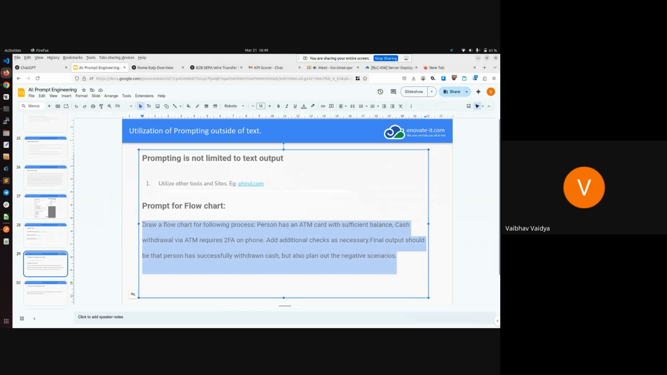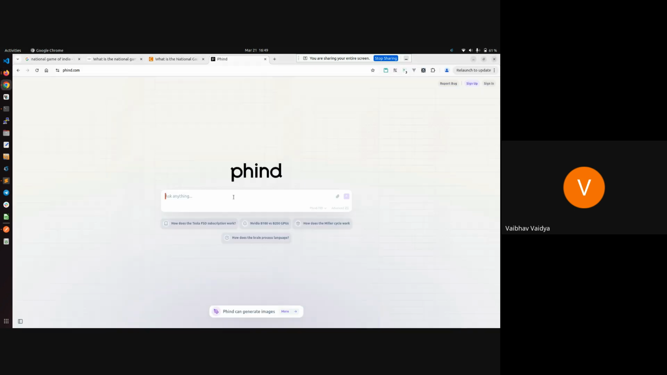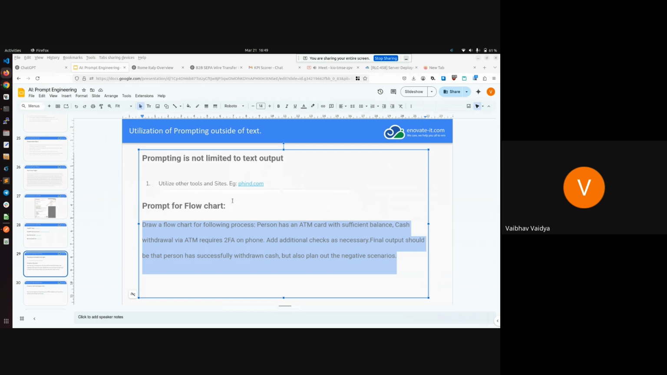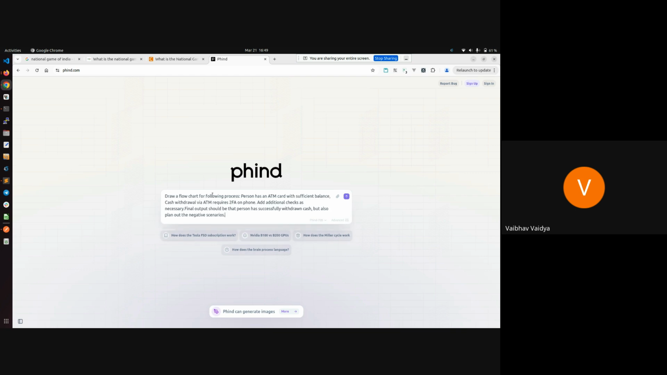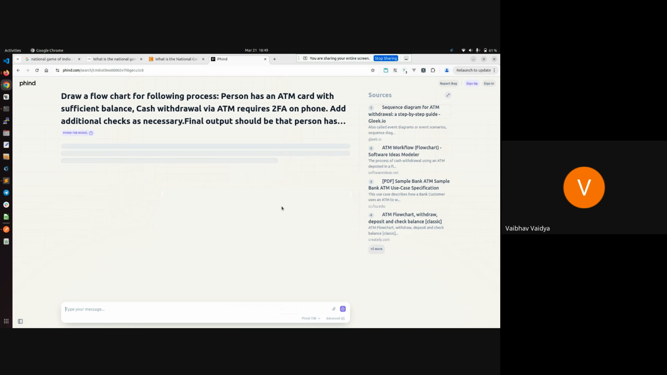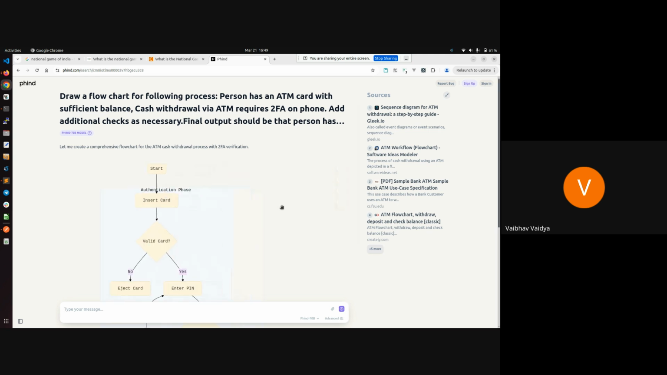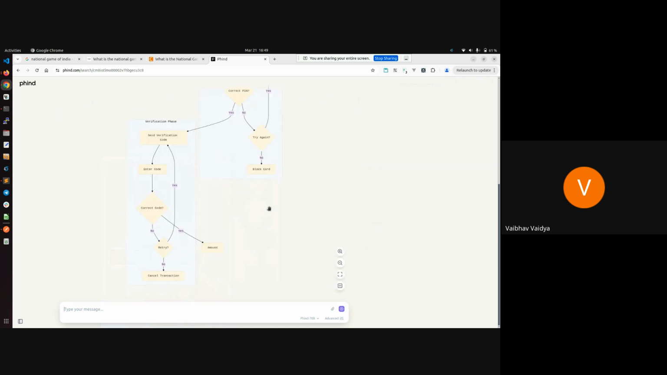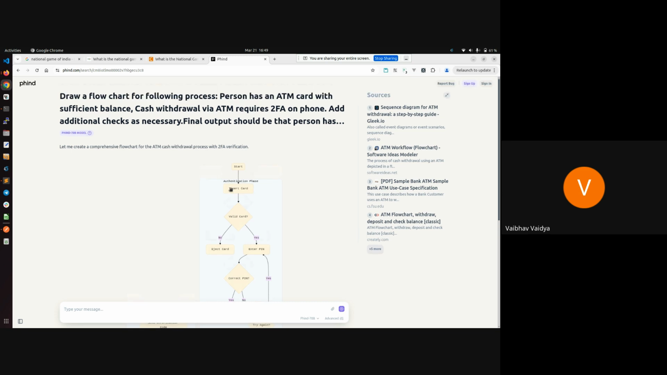Let me just copy this. So we are asking another AI-related site, and it is generating this entire process. It's still drawing. Let's check if the basics are right.